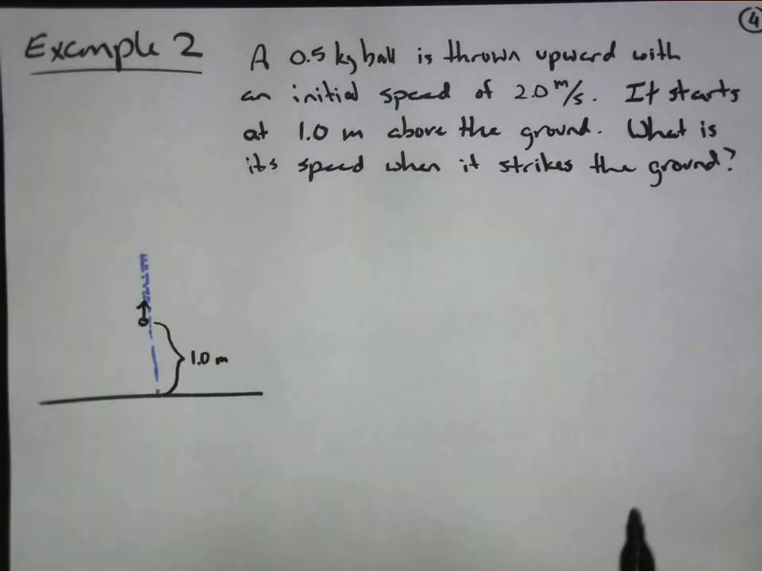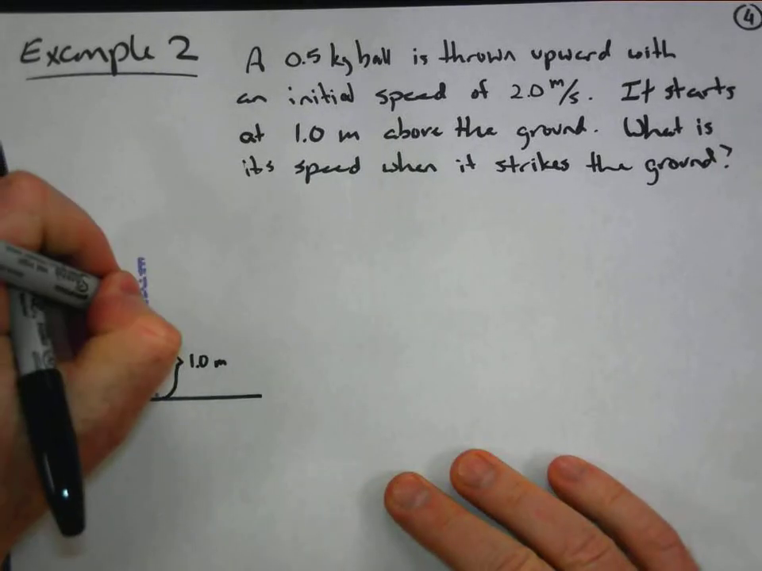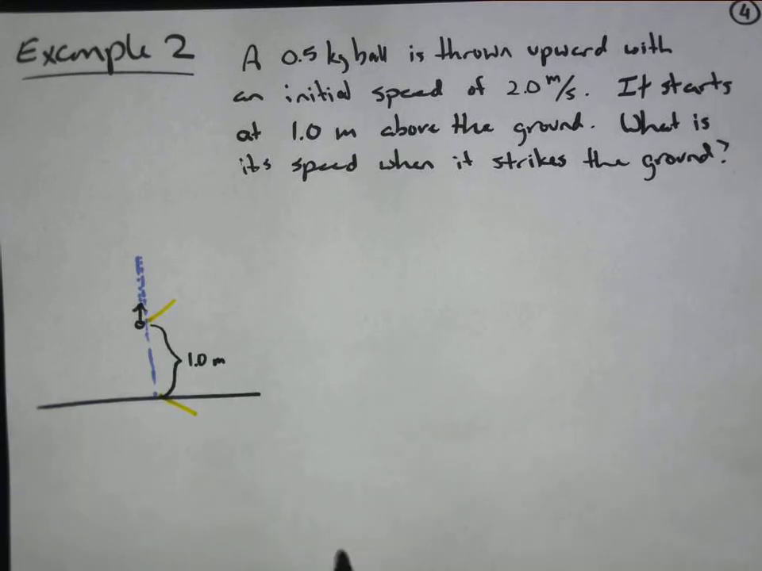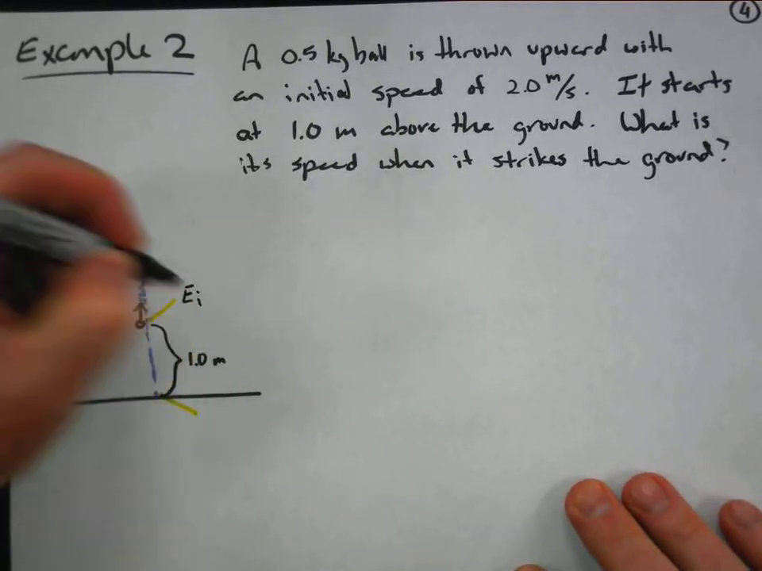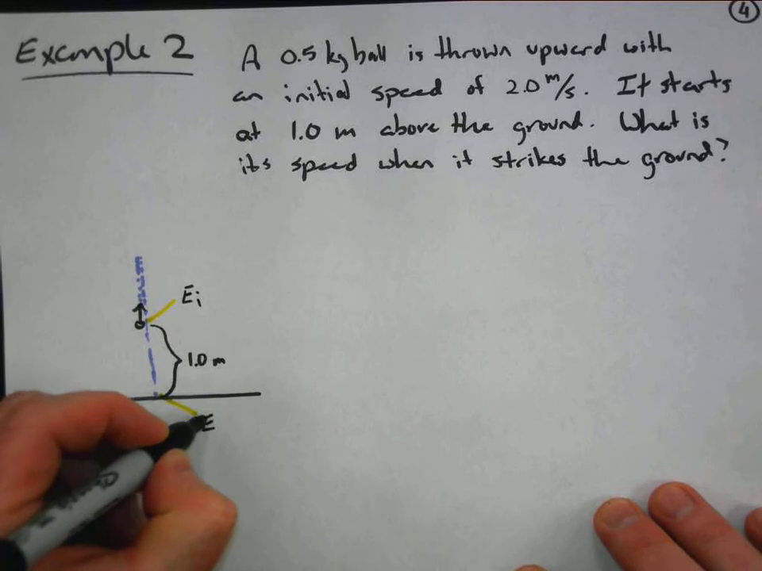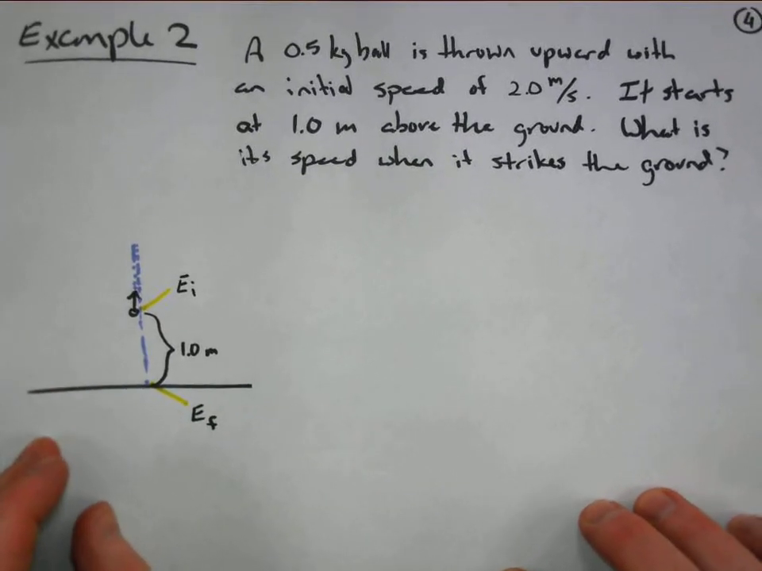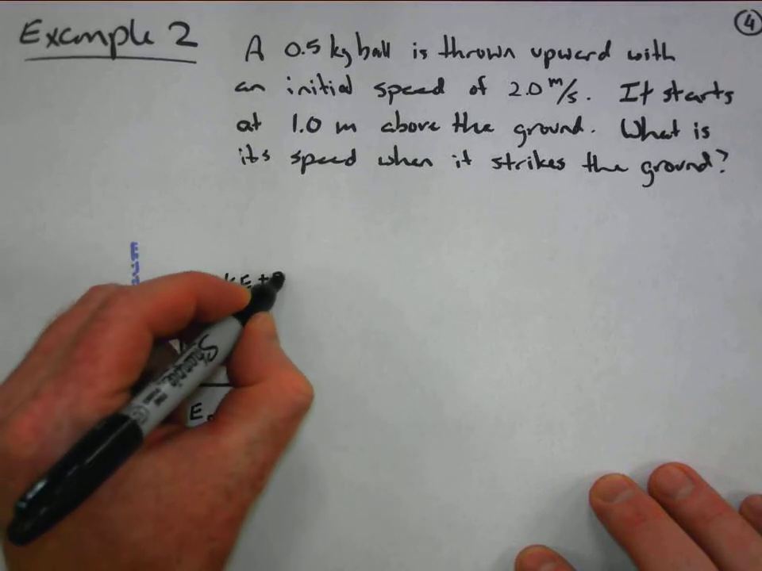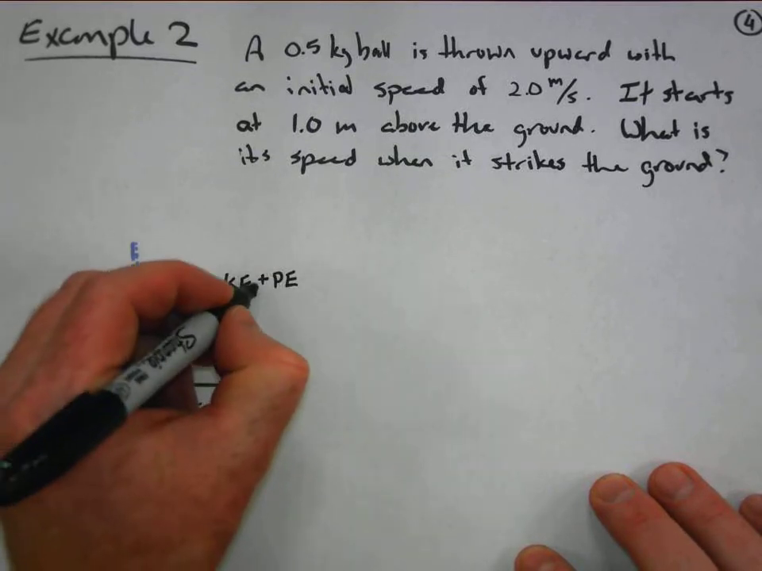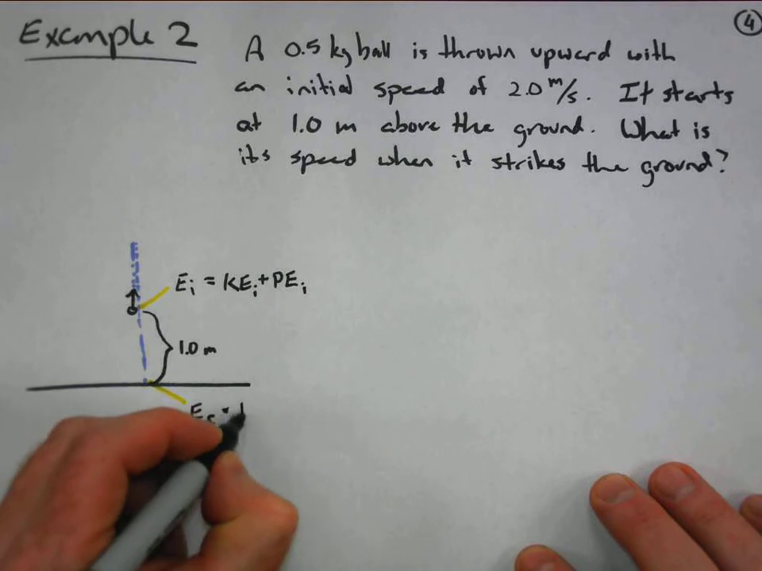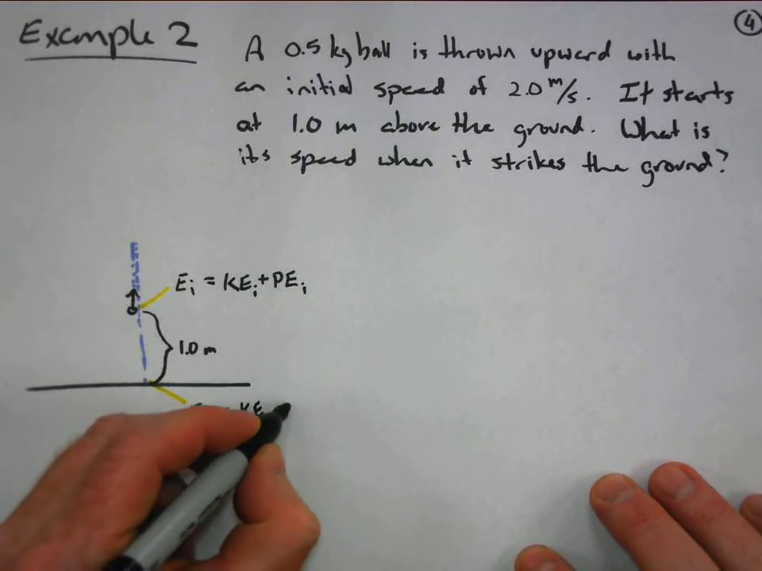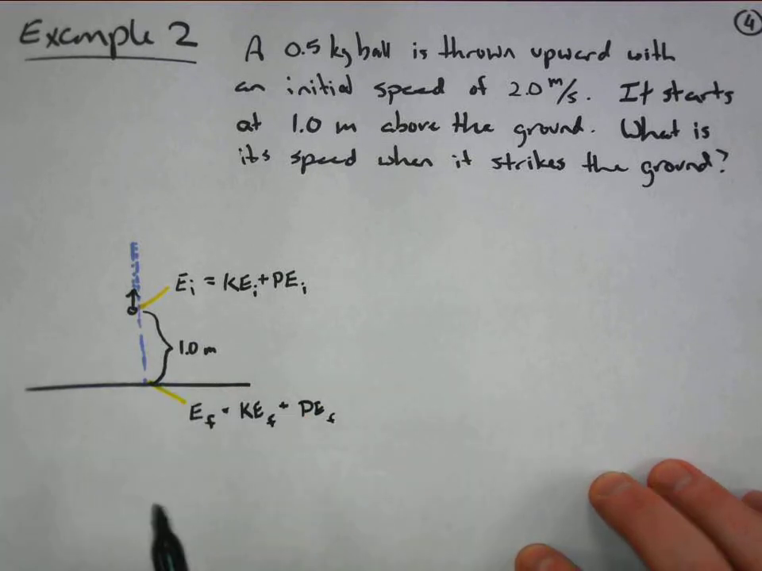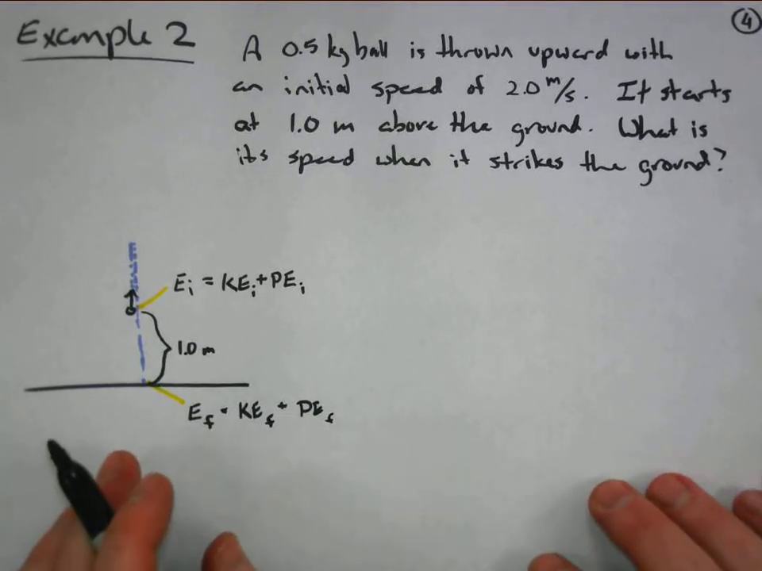At this location here, and at this location here, I can identify a couple things. There's an initial mechanical energy there, and there's a final mechanical energy here. And this initial energy is a kinetic plus a potential, and those are initial values. This final is a kinetic plus a potential, and those are final values, right? Okie dokie.